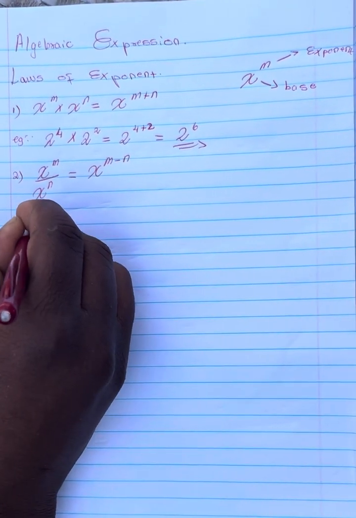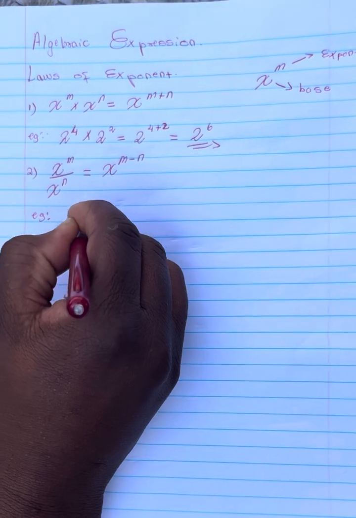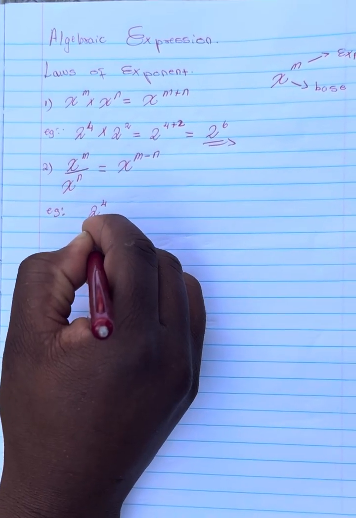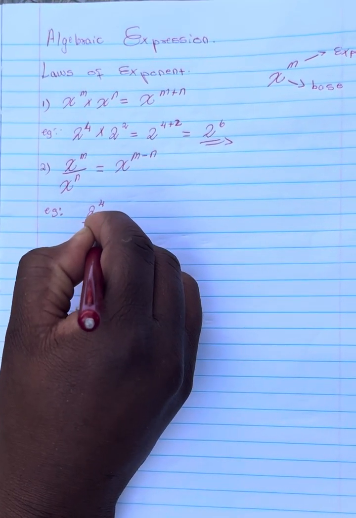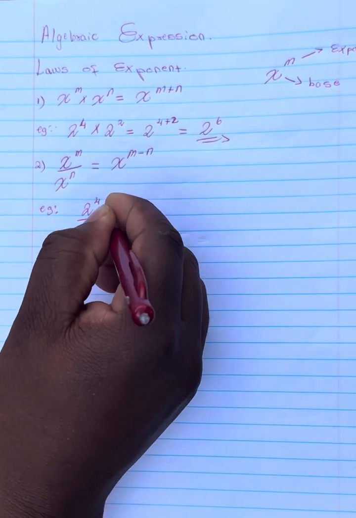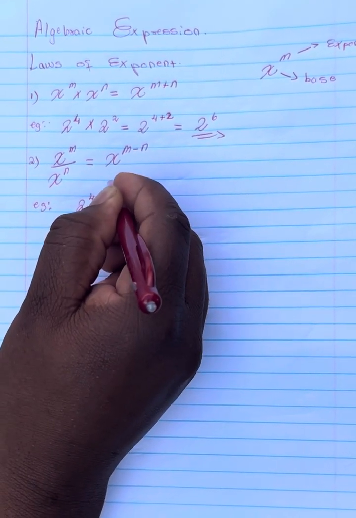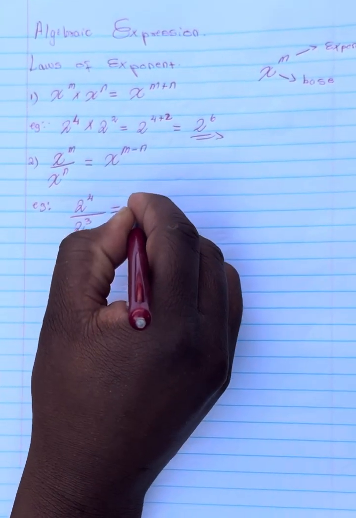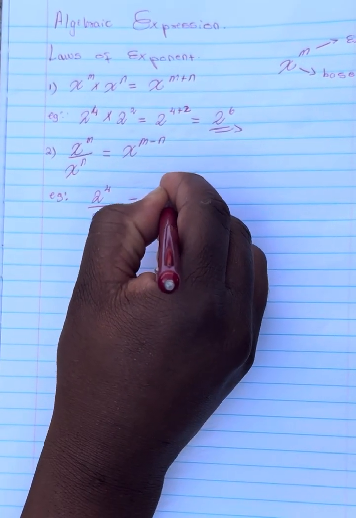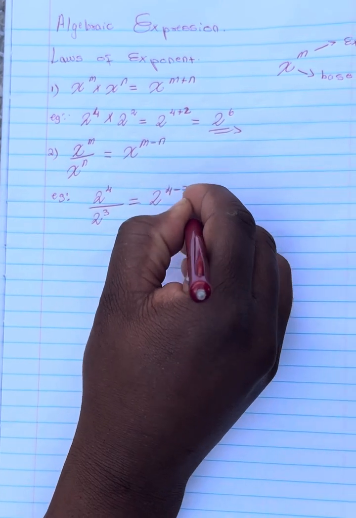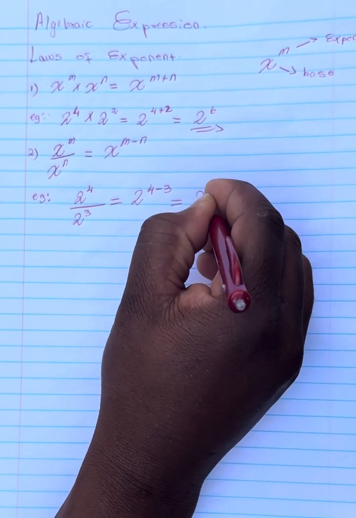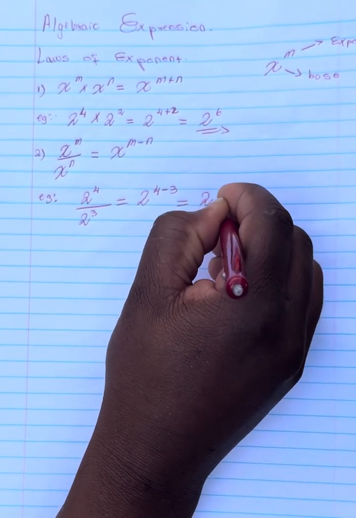An example can go as, if we are given 2 to the power of 4 divided by 2 to the power of 3, this is the same as what? Because the numerator is raised to the greater exponent than the denominator. So it will be what? 2 to the power of 4 minus 3, which is the same as what? 2 to the power of 1. So you leave your answer like this.